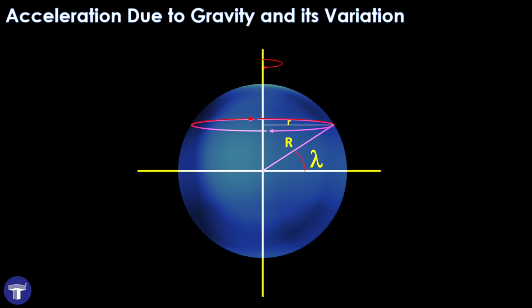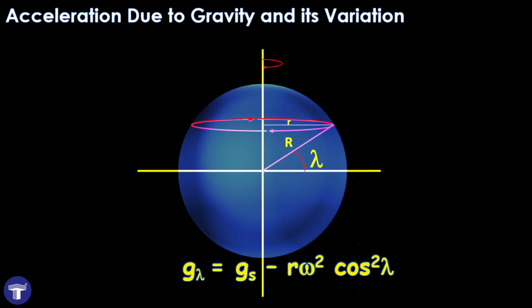The variation of g with latitude is then given as follows. The acceleration due to gravity, g, for a particular latitude is equal to g minus r omega square cos square lambda, where omega is the angular velocity of rotation. It is clear then that acceleration due to gravity increases with lambda and decreases with omega.